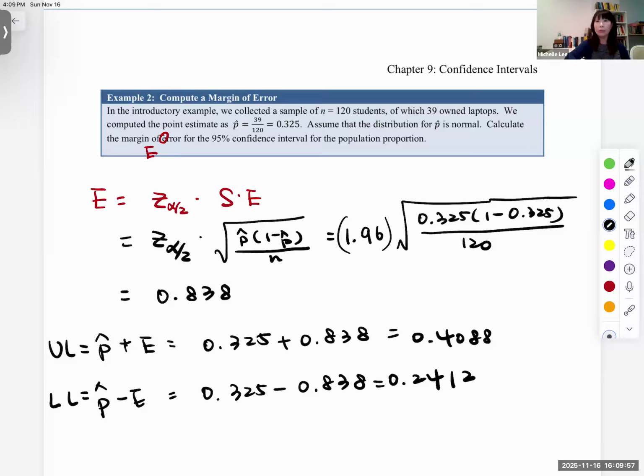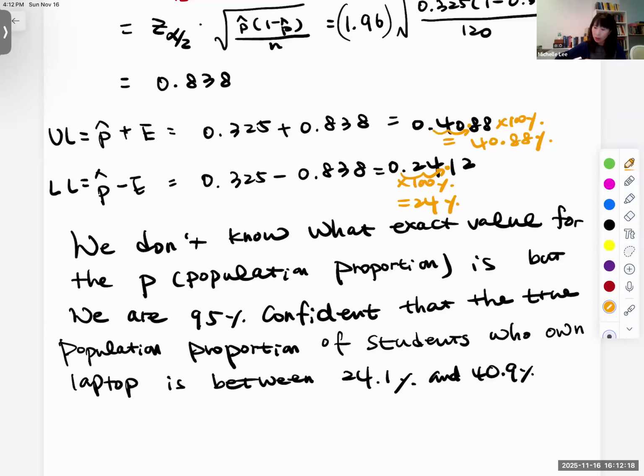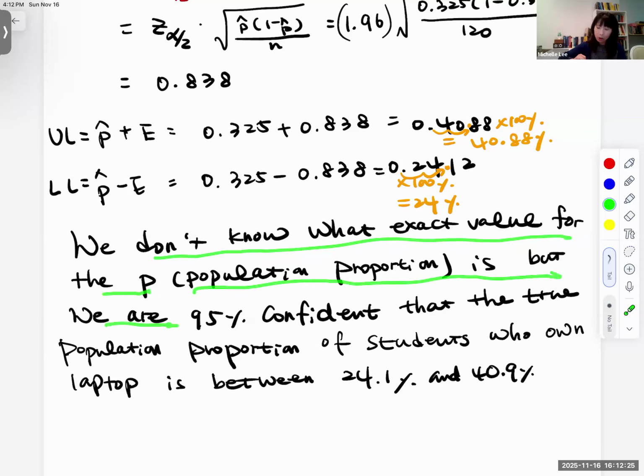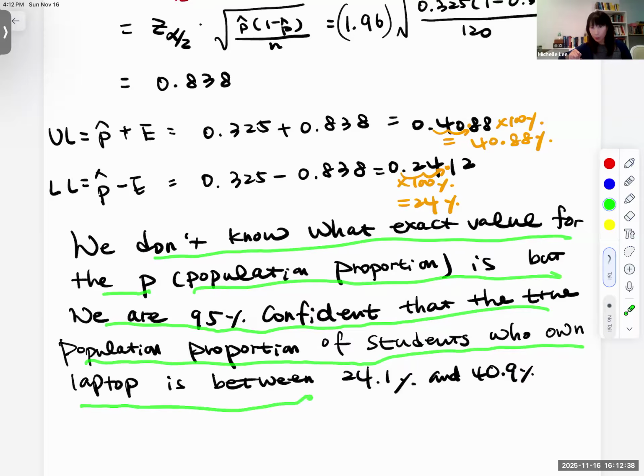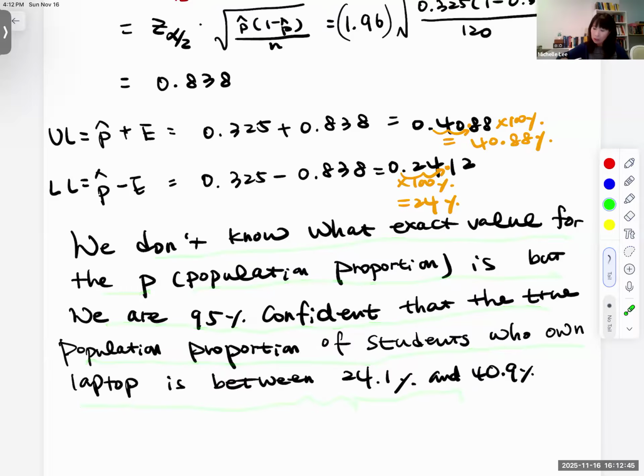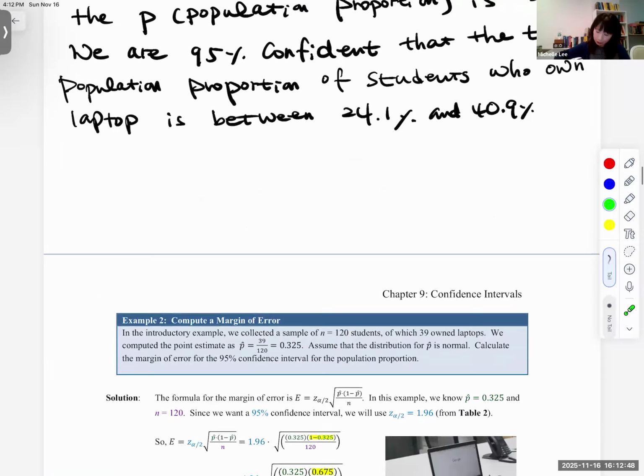Let me write it down for you. Okay, so I wrote down here, we don't know what the exact value for the population proportion P is, but we are 95% confident that the true population proportion of students who own a laptop is between 24.1% and 40.9%.